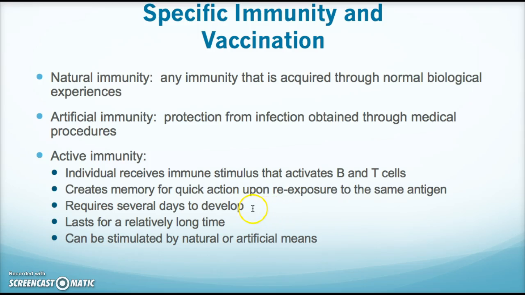It takes several days, though, to develop, which is one of the downsides, right? Because your immune system has to ramp up. But it will last for a relatively long time, and it can be stimulated either by natural means, for example, an infection, or artificial means, and this would be a vaccine perhaps.